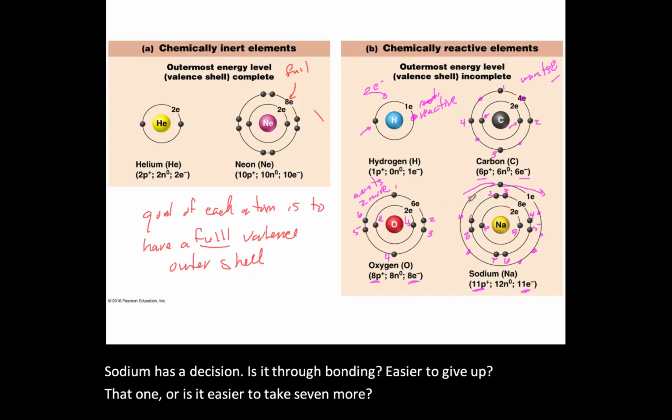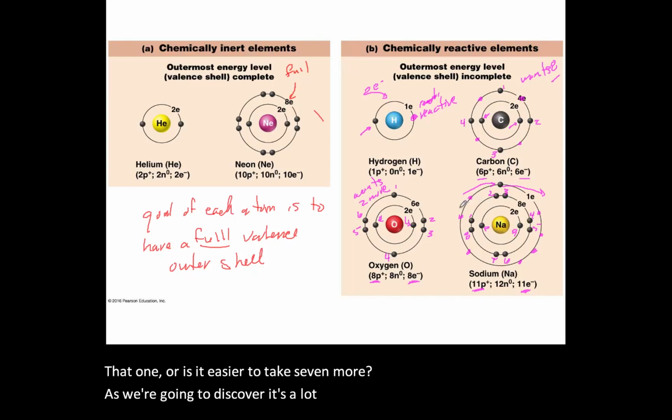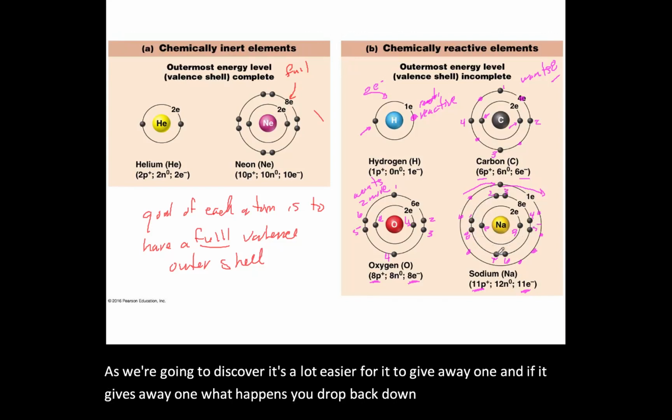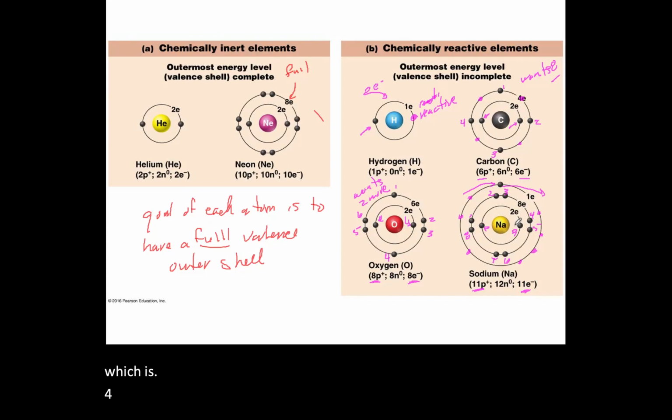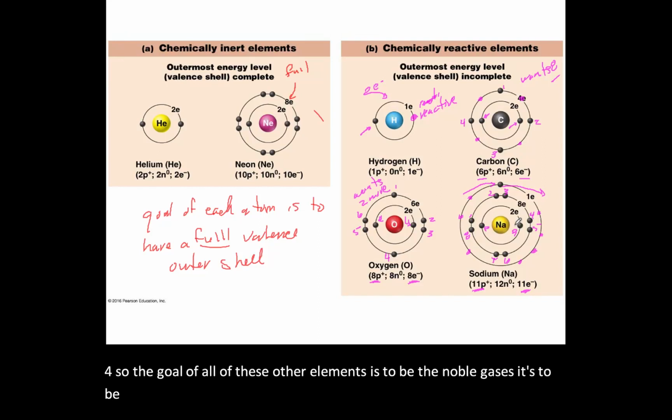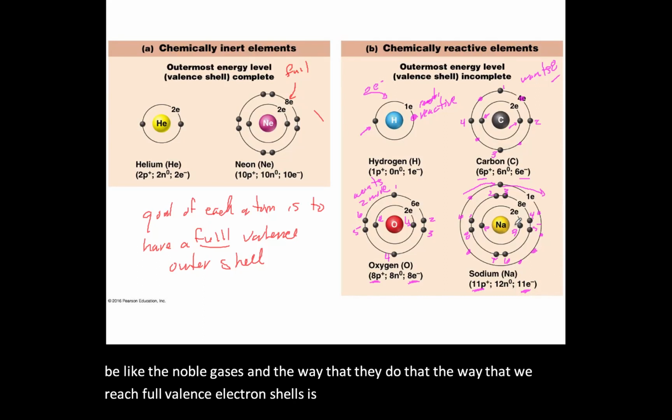Well, as we're going to discover, it's a lot easier for it to give away 1. And if it gives away 1, what happens? You drop back down to this energy shell, which is full. Right? So the goal of all of these other elements is to be like the noble gases. And the way that they do that, the way that we reach full valence electron shells, is through chemical bonding. The key is chemical bonding.